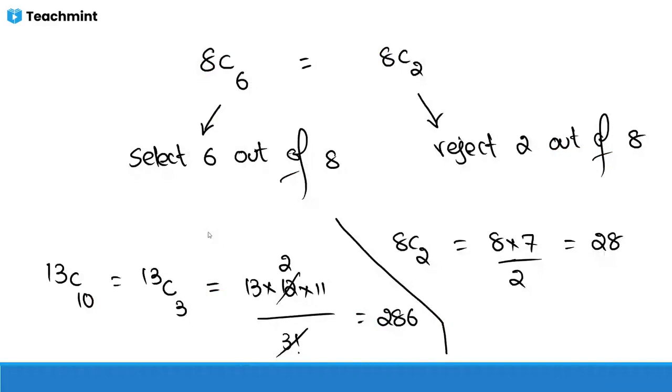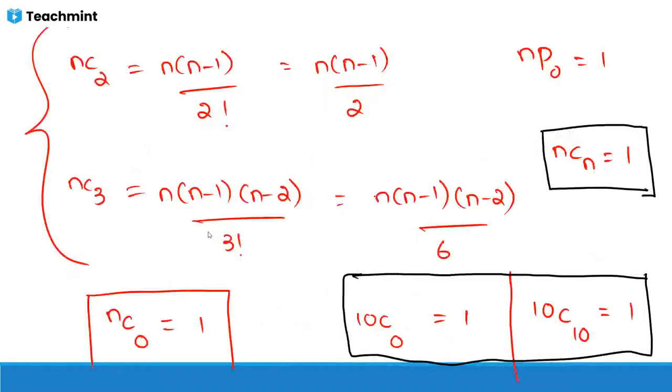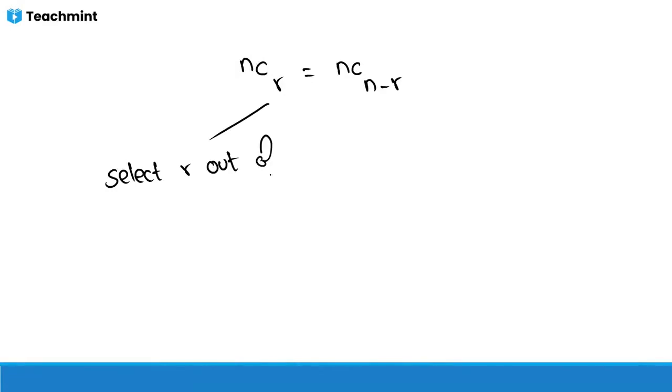So from this point, they developed one formula. nCr is nothing but nC(n minus r), meaning select r out of n. Selecting r people out of n is nothing but equal to rejecting the remaining people out of n. The remaining people here is nothing but equal to n minus r. Reject the remaining.